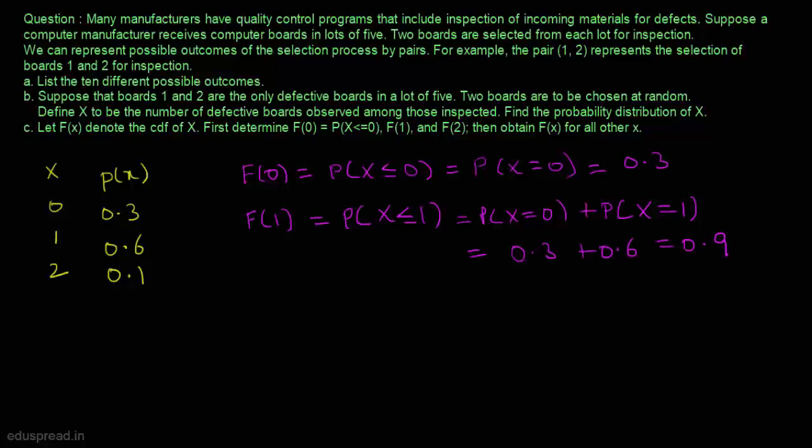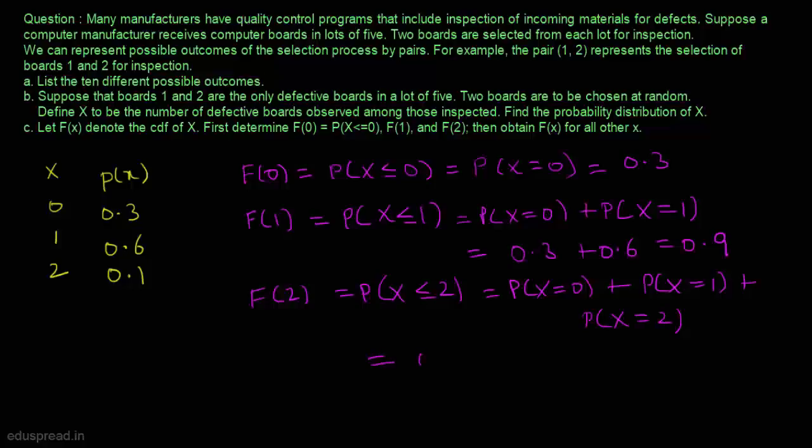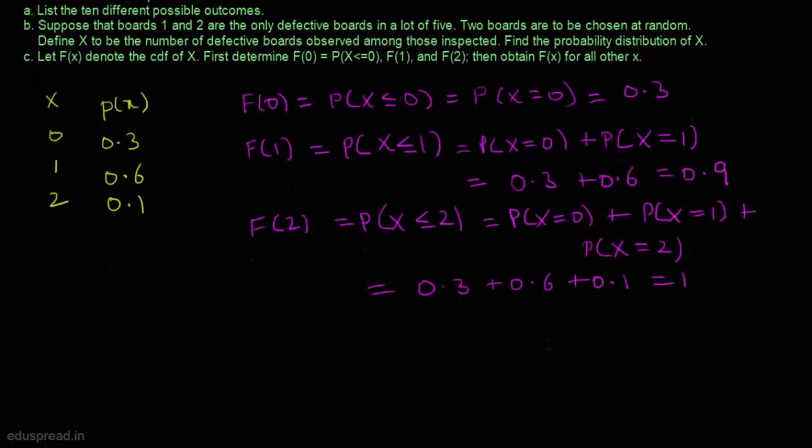And now we have to calculate F of 2. So this is equal to the probability that x is less than or equal to 2. So it is equal to the probability that x is equal to 0 plus the probability that x is equal to 1 plus the probability that x is equal to 2. So this is equal to 0.3 plus 0.6 plus 0.1 equal to 1. And then obtain F(x) for all other x.